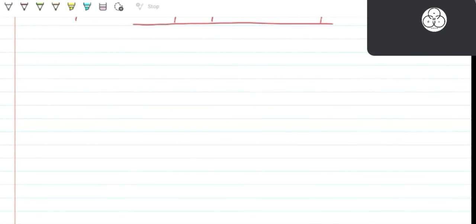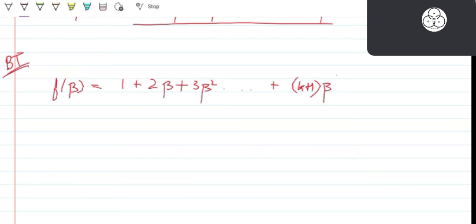Now I'll give you another method. This method we study in binomial theorem. Most possibly all the students learn it there. Those who don't know the method, for them this method is important. Again, let us write this sum as some function of beta: 1 plus 2 beta plus 3 beta square, and so on, up to k plus 1 times beta to the power k.